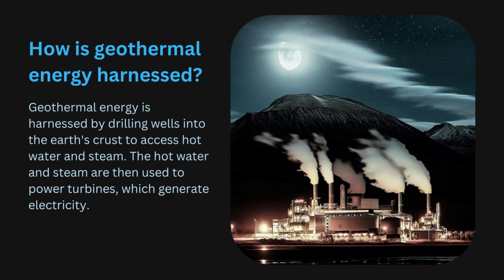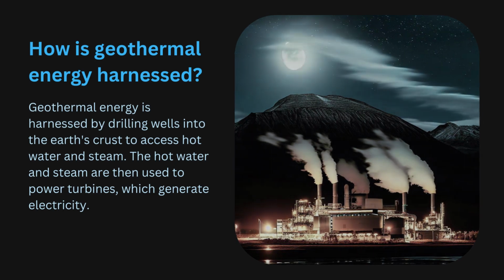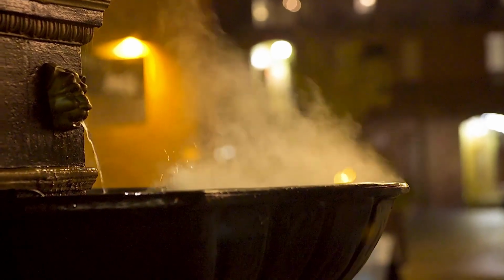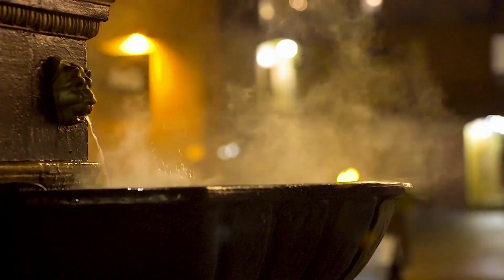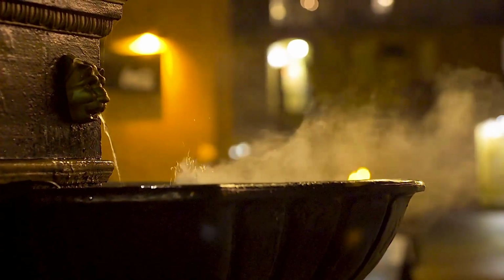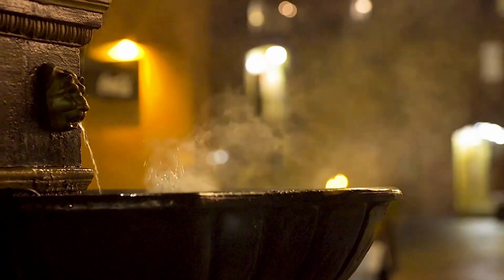The process of generating electricity from geothermal energy involves drilling deep into the Earth's crust to reach hot water or steam reservoirs. The steam is then used to spin turbines, which generate electricity. There are three main types of geothermal power plants: dry steam, flash steam, and binary cycle. Each type of plant works differently, but all involve using steam to generate electricity.